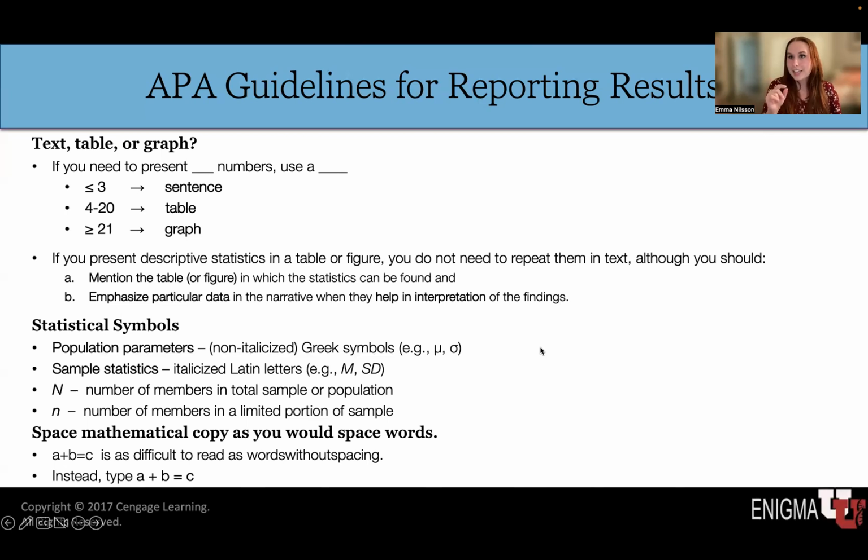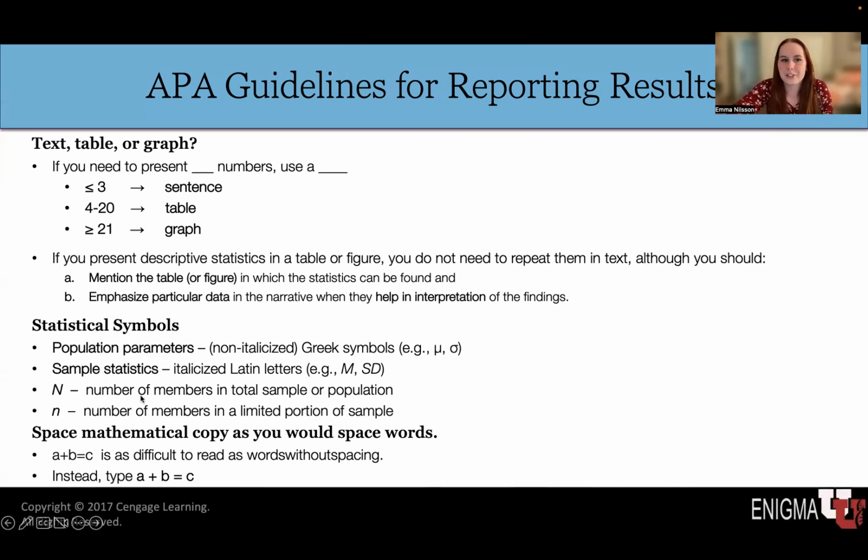Another note is, if you present your statistics in a table or a graph or any kind of figure, you don't need to repeat them in the text, but you should mention the table or the figure where that information can be found, and you should emphasize whatever data helps your narrative. Mention the specific statistics that help construct the story of the manuscript that you're writing. You just don't need to write all of them down.